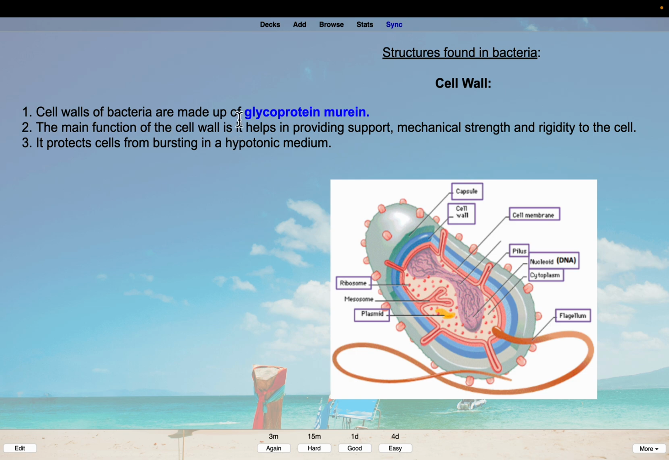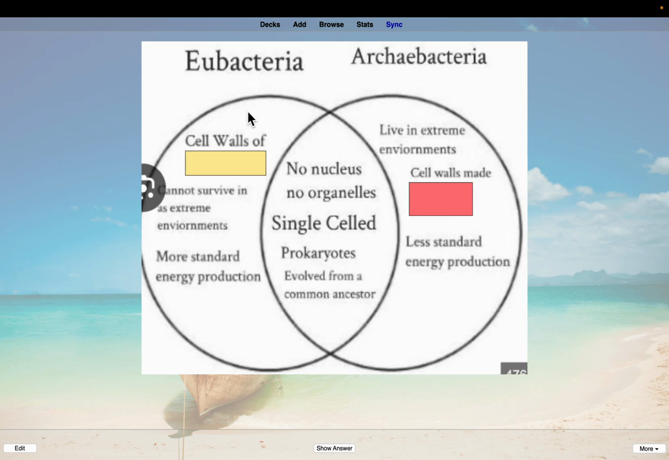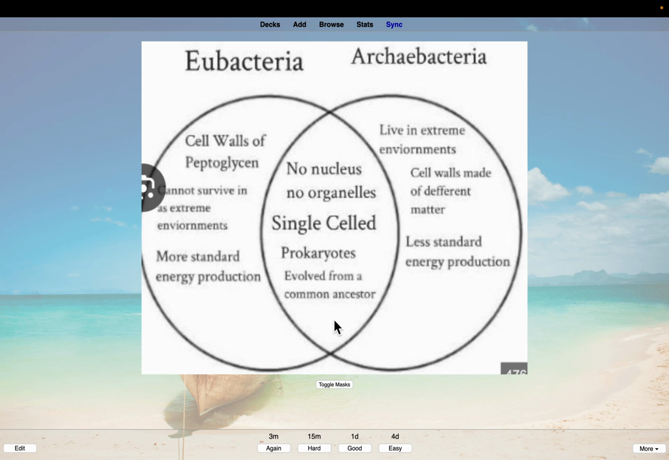Okay, we've been here already. Cell walls are made of different matter, while for eubacteria, cell walls are made of peptidoglycan.